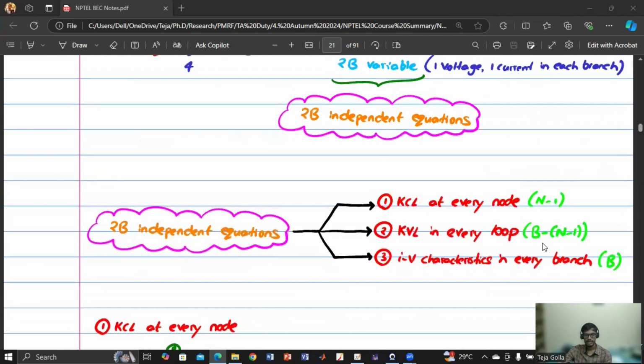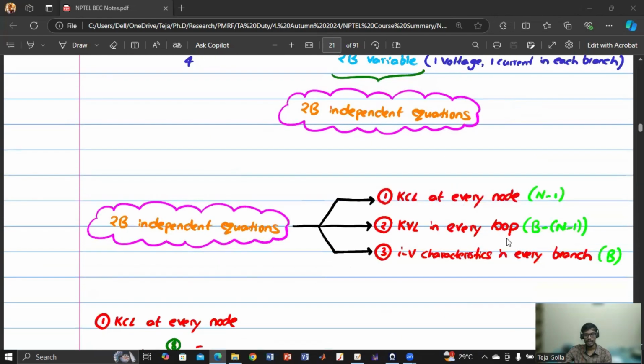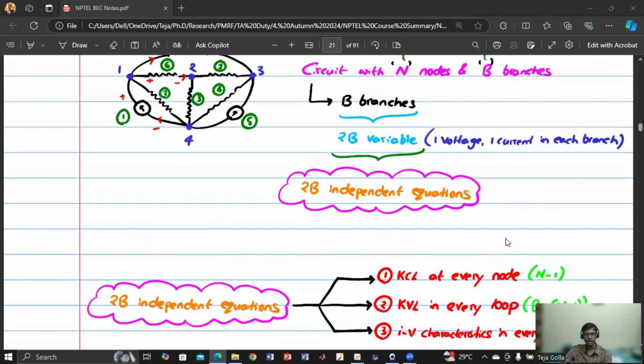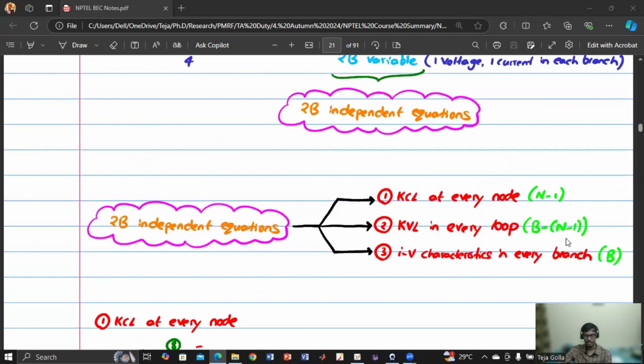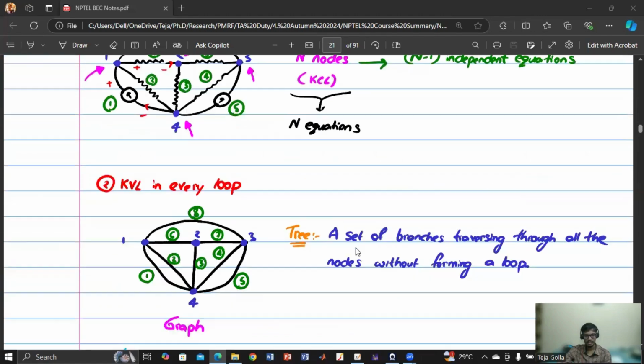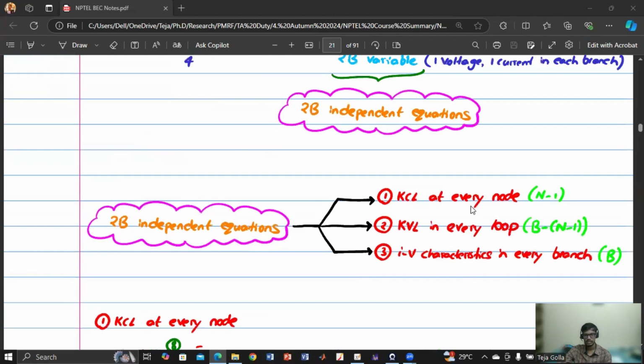So we have n minus 1 independent equations. And if you apply KVL in each and every loop, we'll get b minus n minus 1. How we got these many equations is explained in the upcoming slides. So this will give me b minus n minus 1. And if you apply the IV characteristics of each branch, it will be b because there are b branches. So now if you add it, we'll get 2b equations.